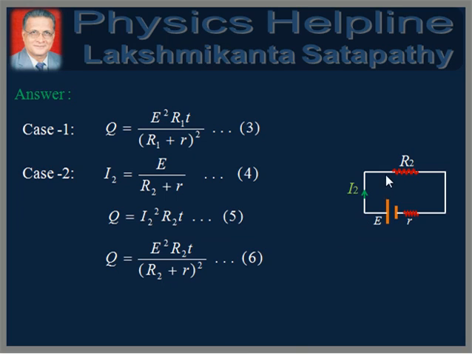In the second case, the resistance changes to R2, EMF is E and internal resistance R. Therefore, current through R2 is given by I2 is equal to E by R2 plus R. Now, heat generated in t seconds in R2 is given by Q is equal to I2 square into R2 into t. Putting the value of I2, we get Q is equal to E square R2 into t divided by R2 plus R whole square.